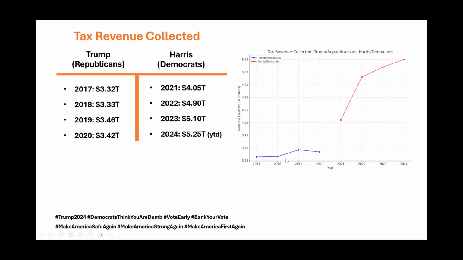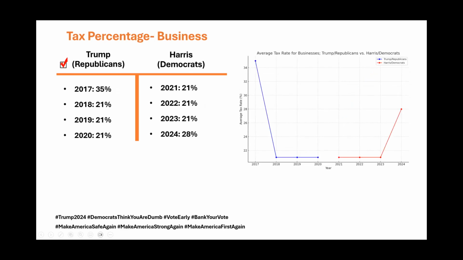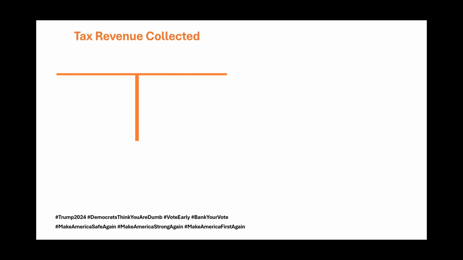The revenue collected in the government, even after the tax reduction under the Trump policy, the Republican policies, revenue was trending up even after that massive reduction. And let's just go back for a second. There is the graph again.